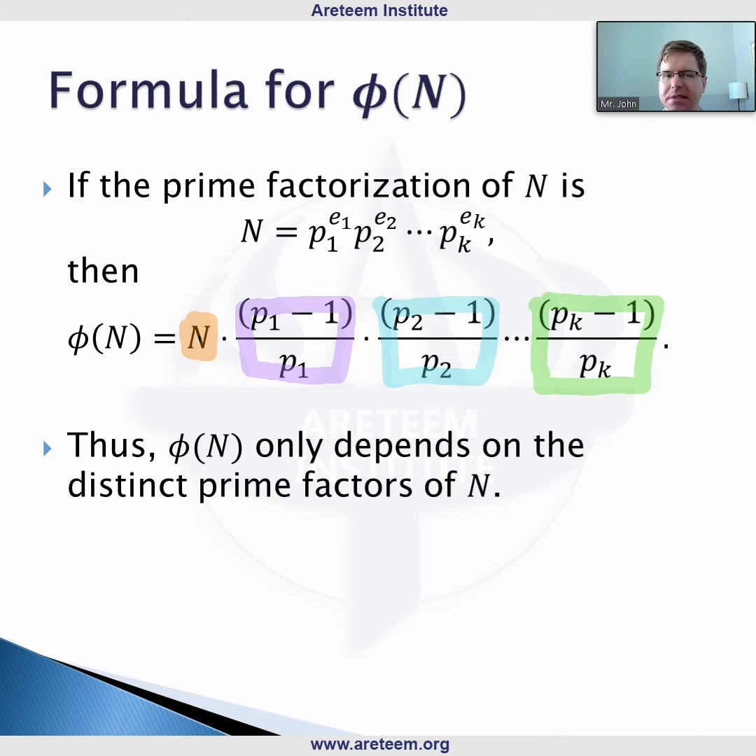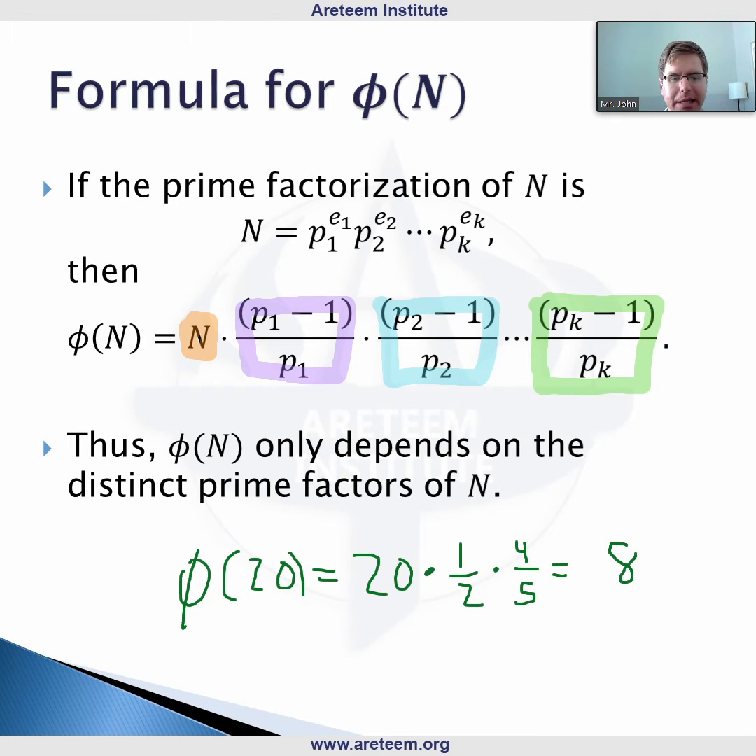Just as a quick sanity check, let's look at phi of 20. We've calculated this already. This should be 8, but according to our formula, it's the number 20 itself times, and 20 is divisible by 2 and 5, those are the two primes we look at. So 2 minus 1 over 2, so that's 1/2. And then 5 minus 1 over 5, so that is 4/5. Multiplying this out, we have 20 divided by 10 is 2, times 4 is 8. So this does work and matches perfectly what we had before.